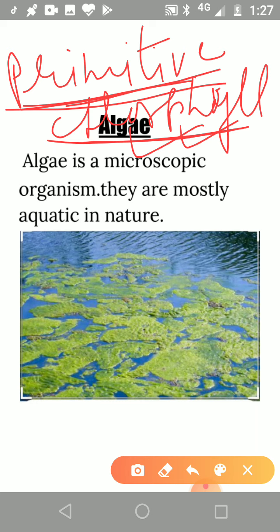They do not have the proper structure that a plant has. They do not have roots, stem, leaf and so on. They only have chlorophyll, so they conduct the photosynthesis process. What is seen in the picture, students, is basically a seaweed, and seaweeds are rich in different kinds of nutrients and minerals. So algae is a primitive plant which has chlorophyll and conducts photosynthesis.